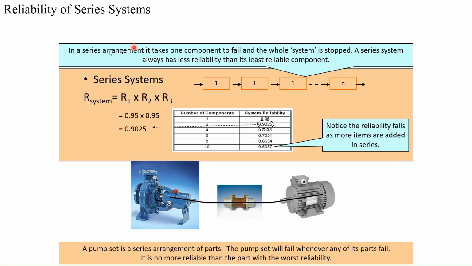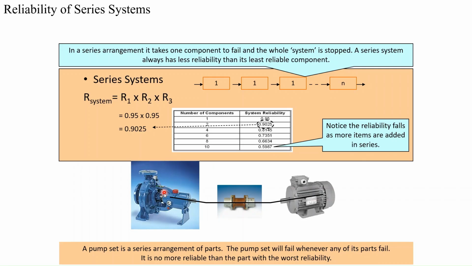Reliability of a series system. Example with motor mounting components. In a series system, the overall system reliability is determined by the product of the reliabilities of its individual components. If any one component in a series system fails, the entire system fails.